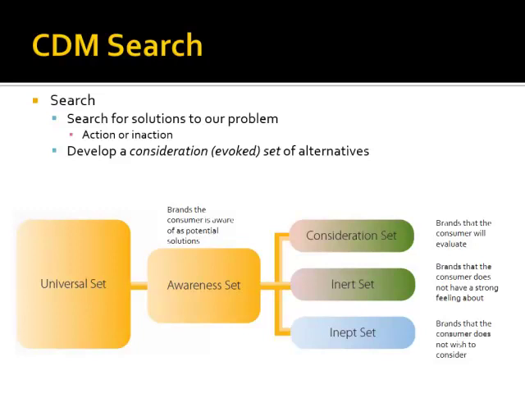We have the universal set, which is a set of all potential brands that the consumer may know about or may not know about. The awareness set is the brands the consumer is aware of as potential solutions. From there, the consumer fashions a consideration set. The consideration set is a set of brands that they will consider for purchase. The inert set are the brands that the consumer doesn't really consider because they do not have a very strong feeling toward those brands. And the inept set are the brands that the consumer has rejected.